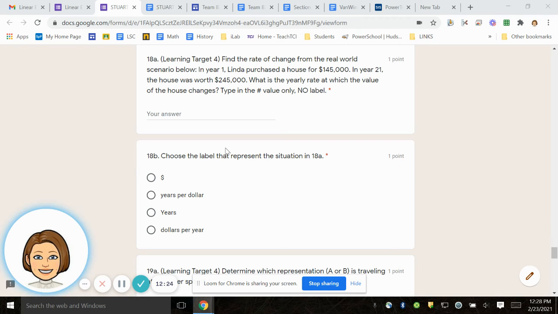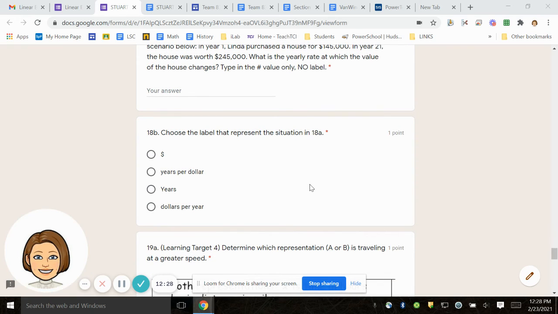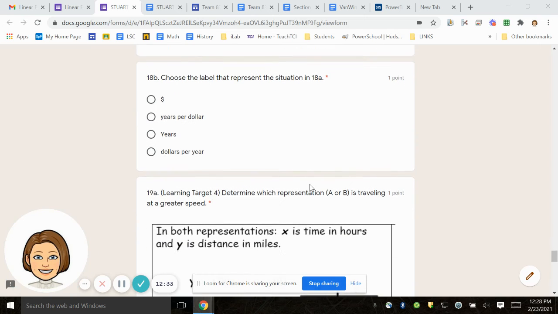(18b), what is the label that represents the situation in 18a? Dollars, years per dollar, years, dollars per year.